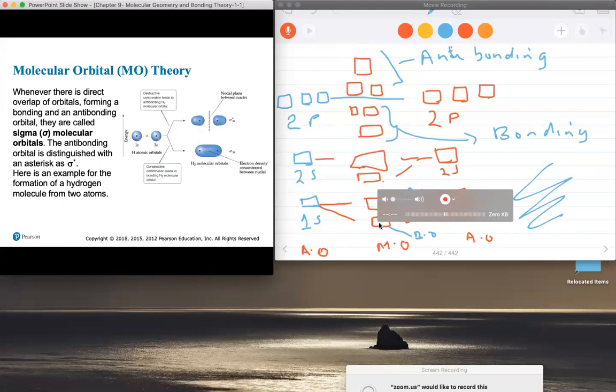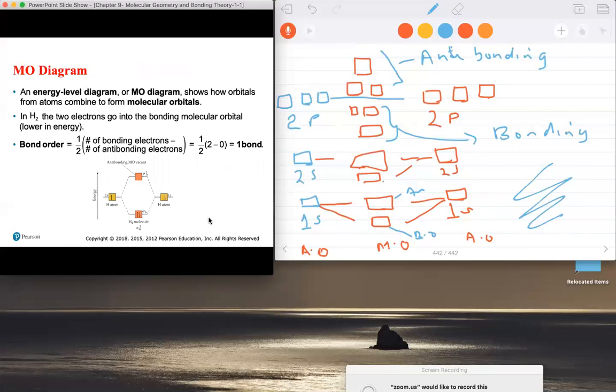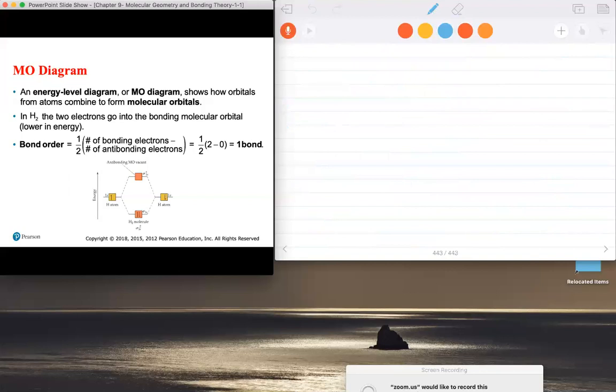We call this the molecular orbital diagram. We fill in with valence electrons. Remember, we're just looking at the valence electrons in an atom. We use the molecular orbital diagram to determine what we call the bond order of a molecule. And bond order just tells you how many bonds are in a molecule.